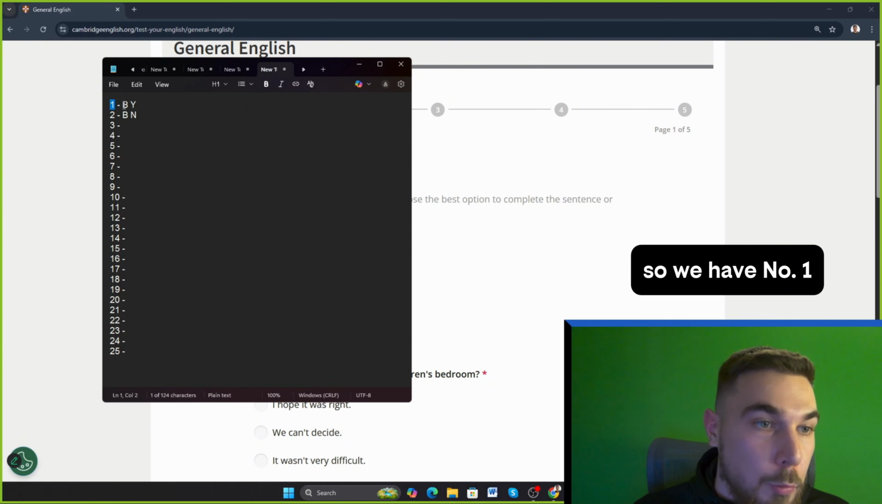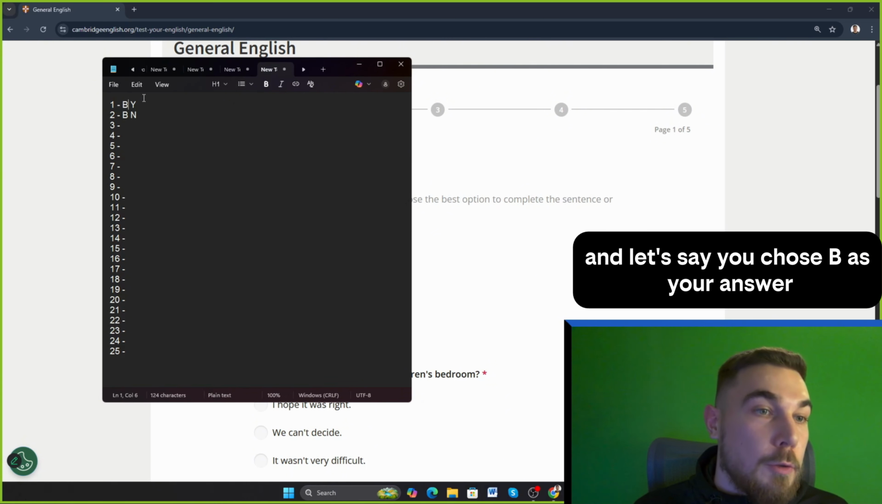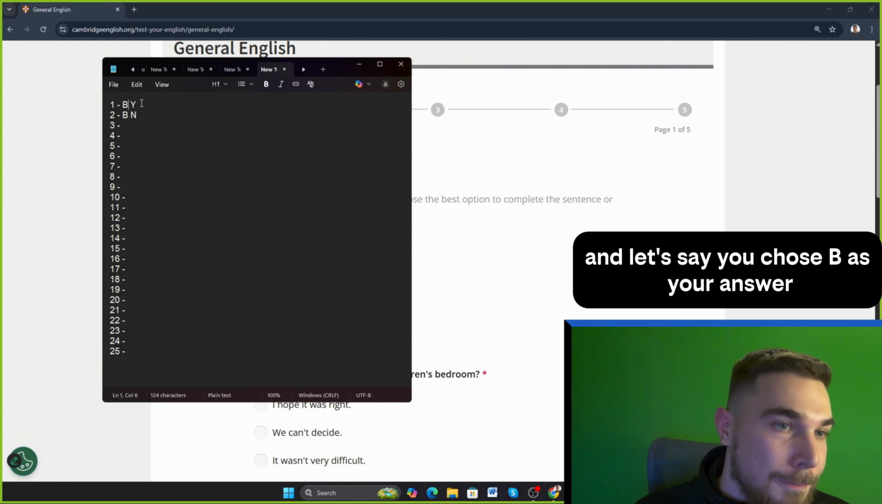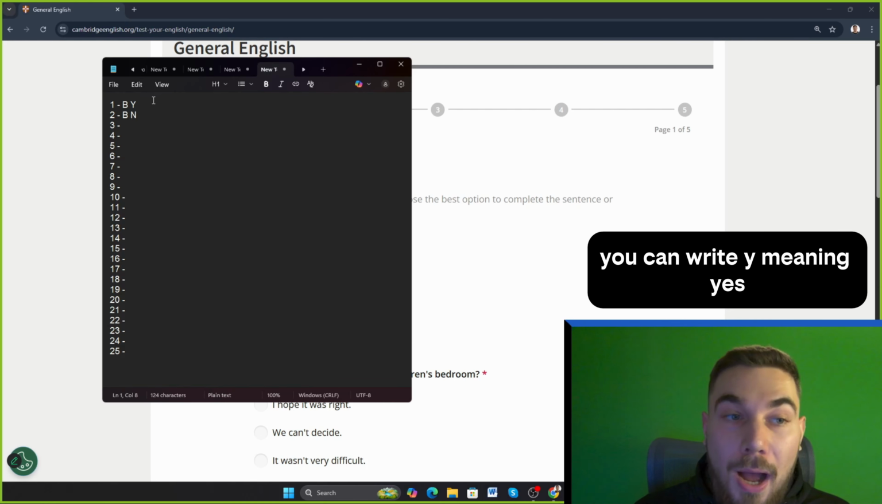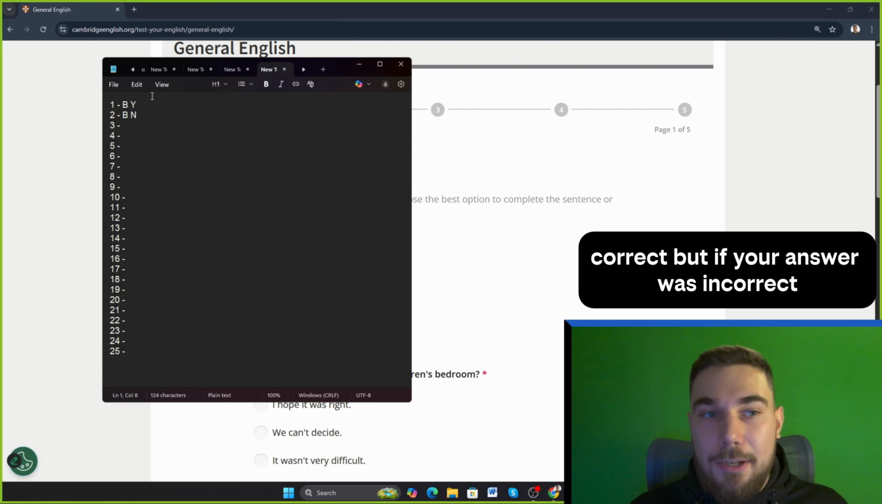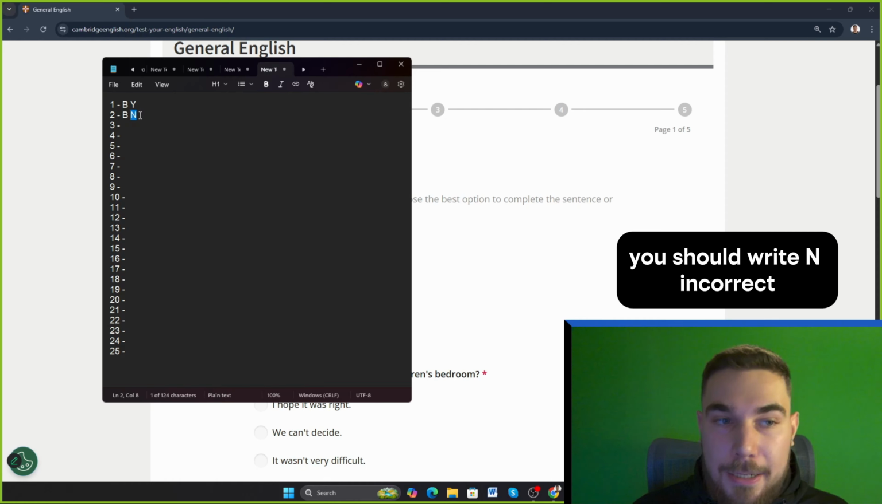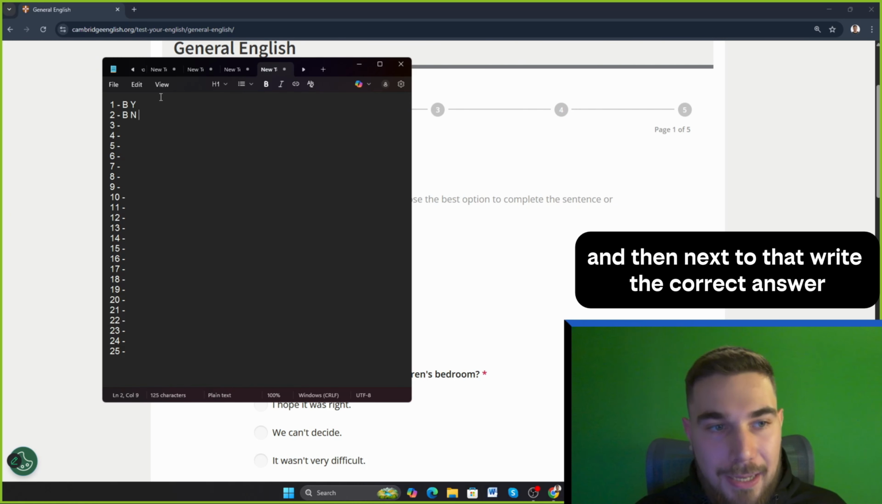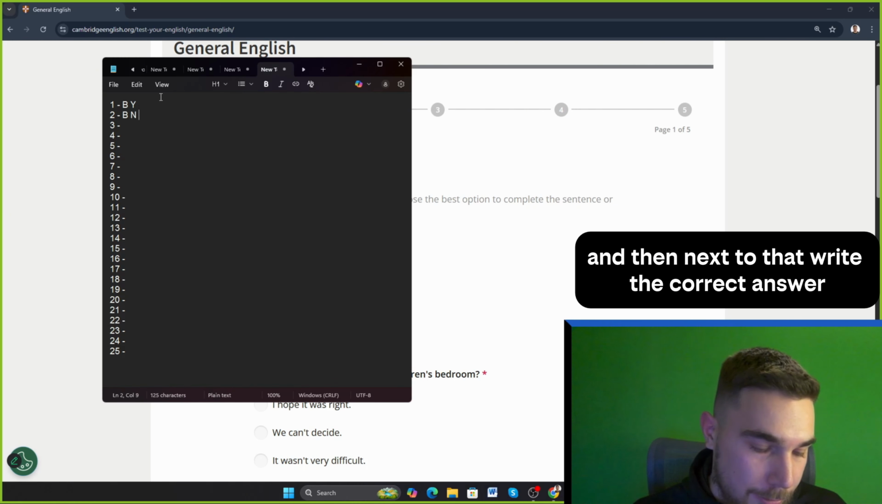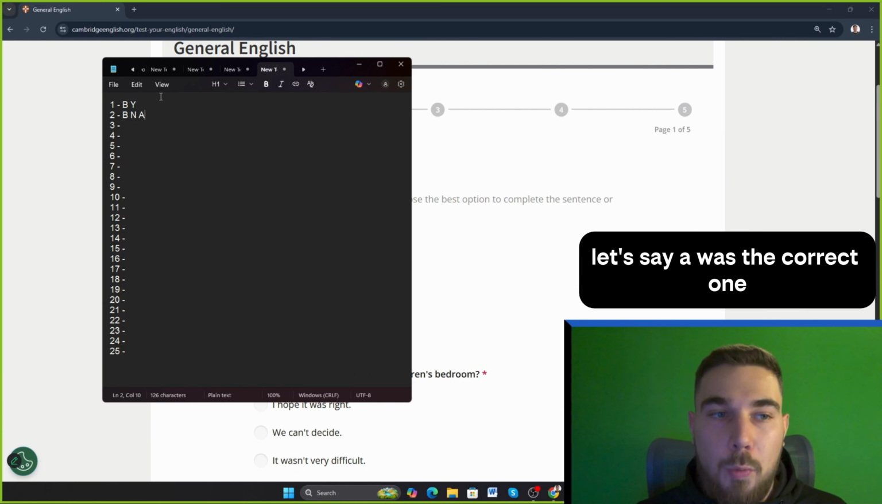You can see I've given you an example here. So we have number 1, and let's say you chose B as your answer. You can write Y, meaning yes, correct. But if your answer was incorrect, you should write N, incorrect, and then next to that, write the correct answer. Let's say A was the correct one.